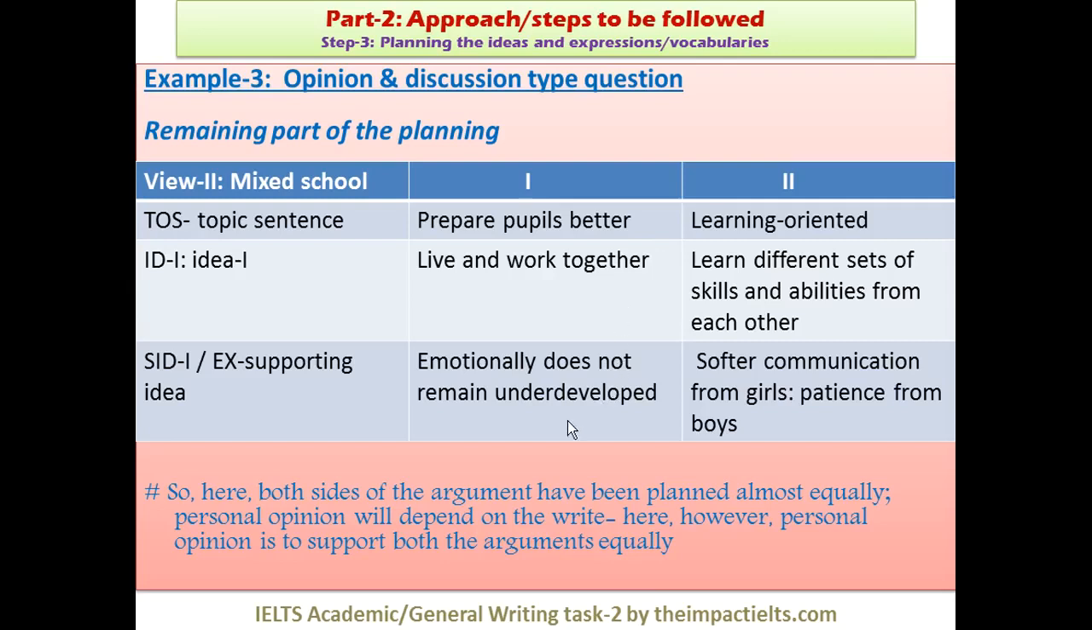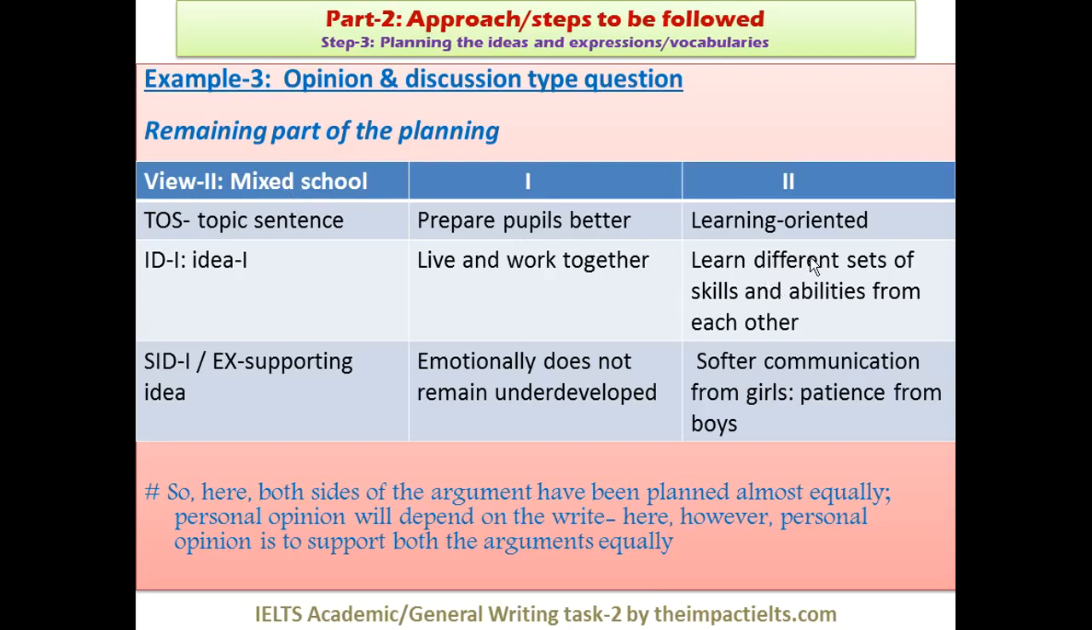Emotionally does not remain underdeveloped. So perhaps one point is missing here. I should have written that. What happened as a result? When the real practical life is exposed to them, they become more familiar and it becomes smooth for them, right? So that's the result. Because emotionally, ultimately, a boy has to live with a girl. If you talk about a society, they must be familiar and they must have a certain comfort level. And that is only possible if they are studying in a mixed school, right?